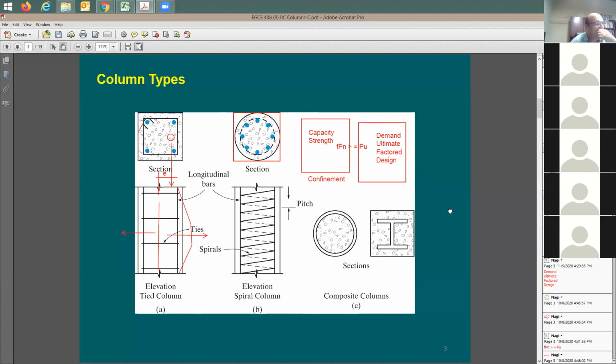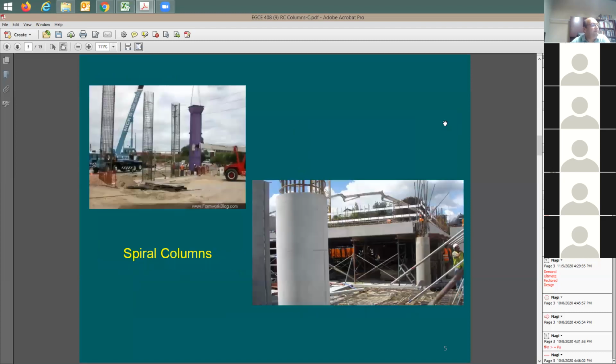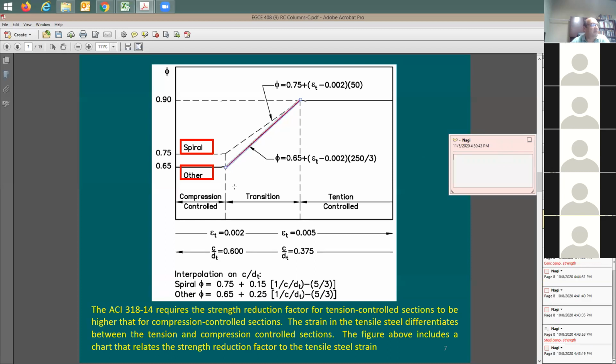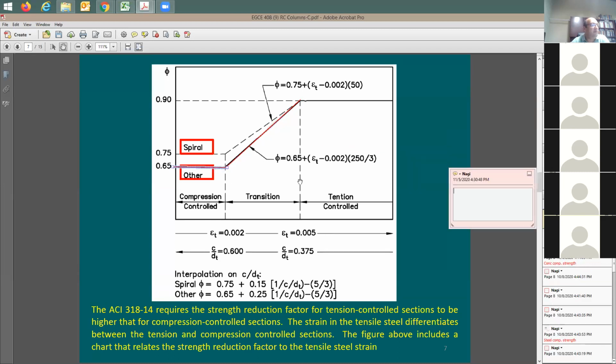Okay. So I'm going to have a tight column and a spiral column. And both of them, you're going to see it in the exam. So the first slide set is going to be for tight columns. You see, for tight columns, we use this curve. We use this line, and also use this line for the phi factor for columns.